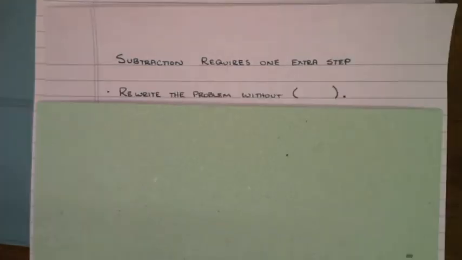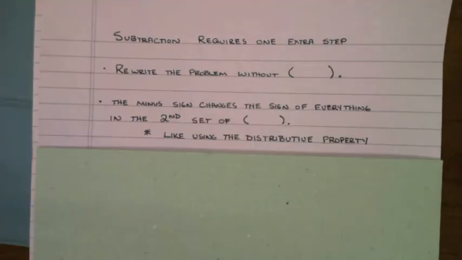Subtraction requires one extra step. What we're going to do is rewrite the problem without parentheses. They're going to give you the problem, and the first thing we're going to do is rewrite it. This is for subtraction problems. That first set of parentheses, everything's going to remain the same. The second set of parentheses has a minus sign on the outside of it. That minus sign is going to change the sign of everything in that second set of parentheses. It's like using the distributive property.